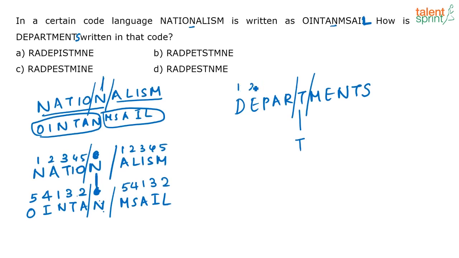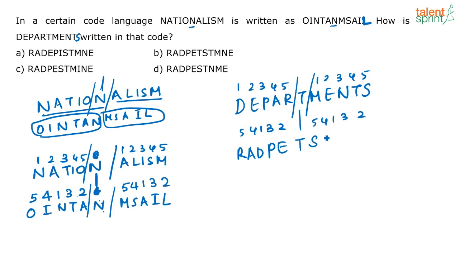Now if this is 1, 2, 3, 4 and 5, what will be the pattern that should come? It should be 5, 4, 1, 3 and 2. So which is the 5th letter here? R. 4th letter A. 1st letter D. 3rd letter P. 2nd letter E. Okay, so till now you have got this. Now here again you have 1, 2, 3, 4 and 5. So again the order that you have to arrange them is 5, 4, 1, 3, 2. So what will come? S, 4 is T, 1 is M, 3 is N and 2 is E. So this is the code that you are looking at.